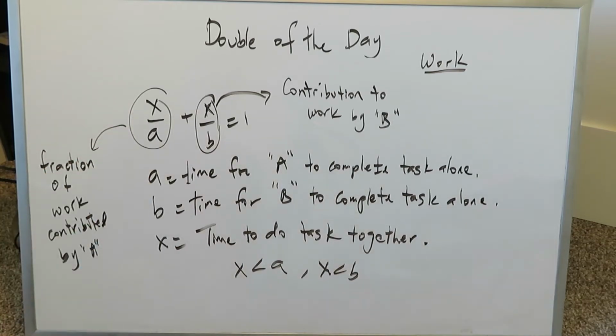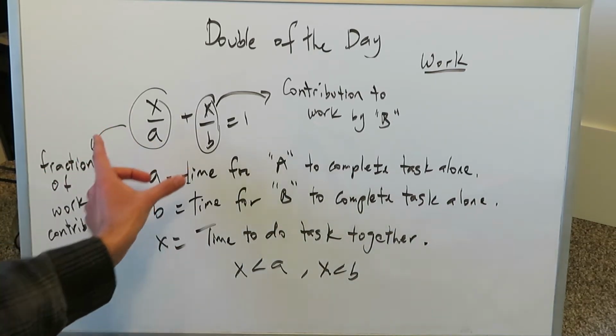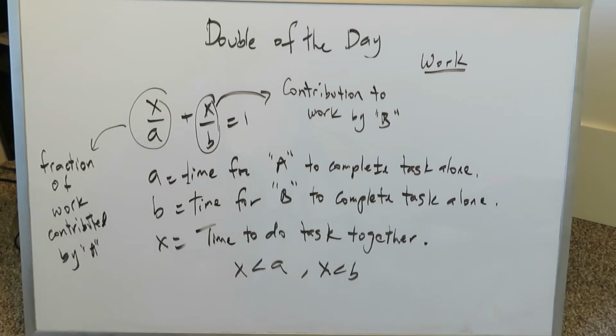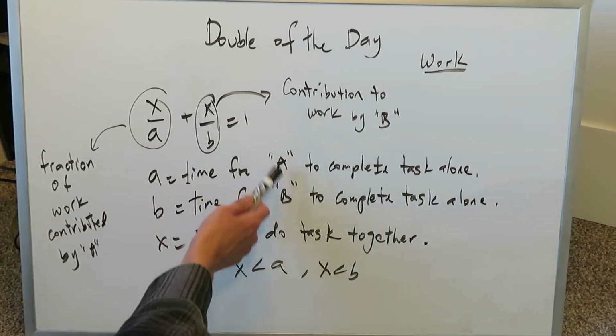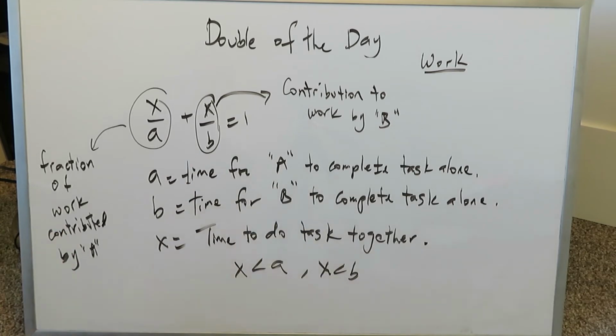X over A plus X over B equals 1. This just represents two items or two entities doing the work. It could have been a number of them, but they would always equal 1. Let's focus here on what A and B are. A represents the time for A. A and B, these items can be either people or objects.